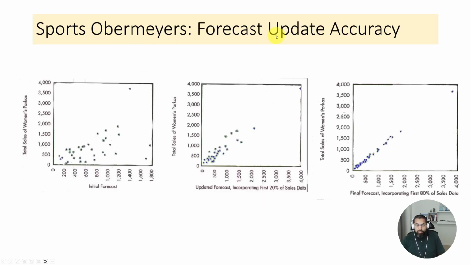Now, this is an example from a real company, Sport Obermeyer's. And this shows you the improvement in forecast accuracy. So on the left, you have the initial forecast of women's parkas, which are jackets, well before winter.